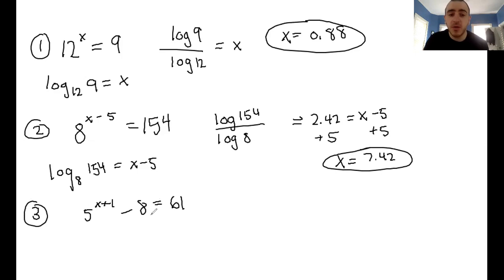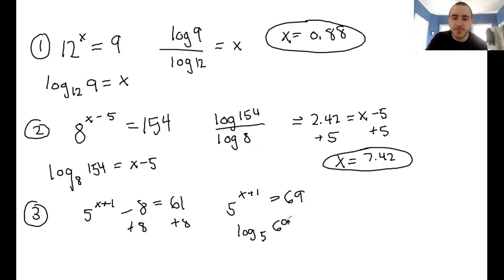When you get to this point, you can't switch to logarithmic form unless you've isolated the exponential. So I'm going to move this 8 to the other side by adding on both sides first, and I'm going to get 5 to the x plus 1 equals 69. Then the process is the exact same as it was for the other problems. So I'll do log base 5 of 69 equals x plus 1. You do log of the answer over log of the base, and that's going to equal 2.63.